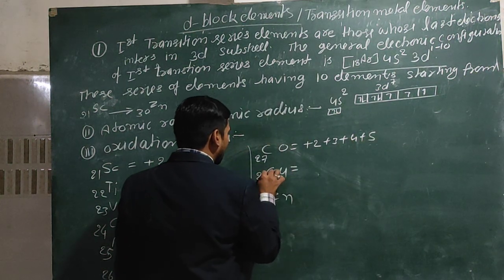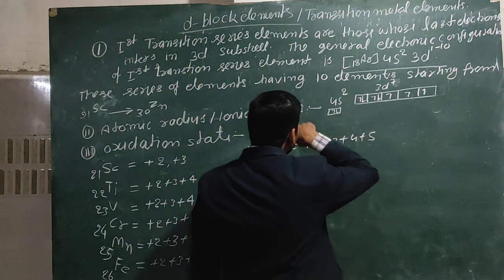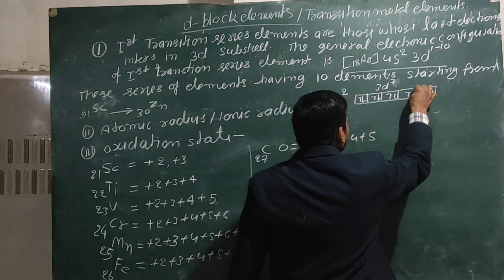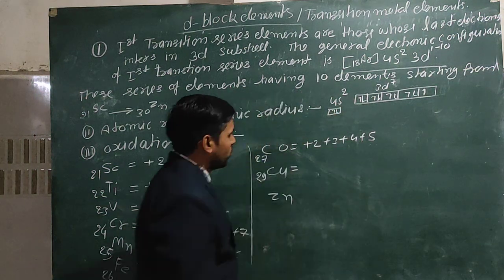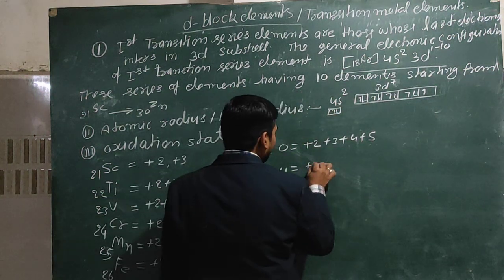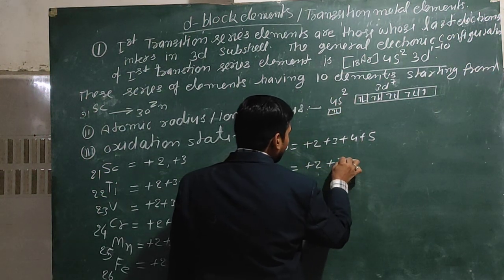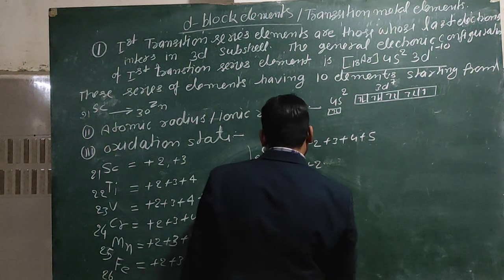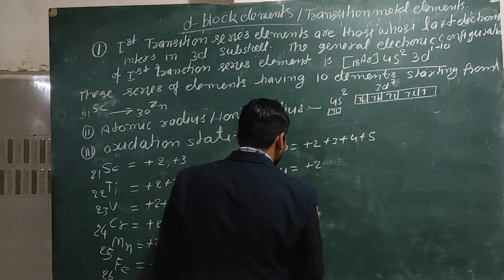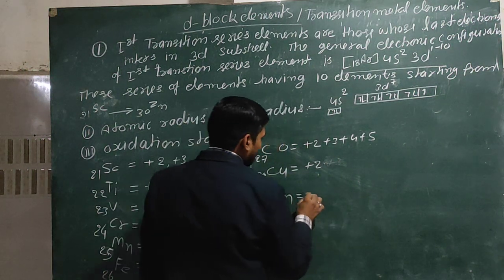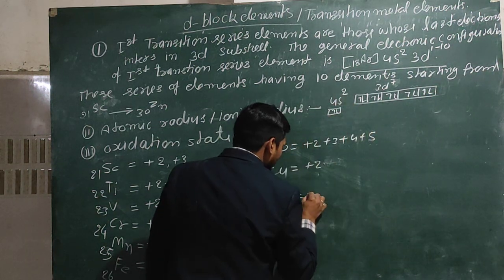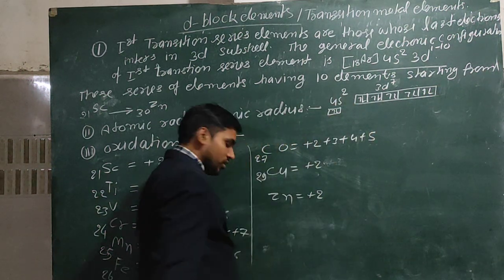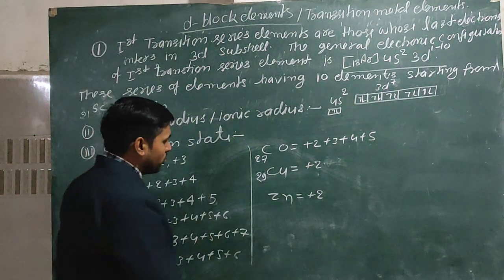But in case of copper, whose total number of electrons is 1 and 2, thus the oxidation state becomes +1, +2. And in case of zinc, it can donate only s electrons, therefore its oxidation state is +2.